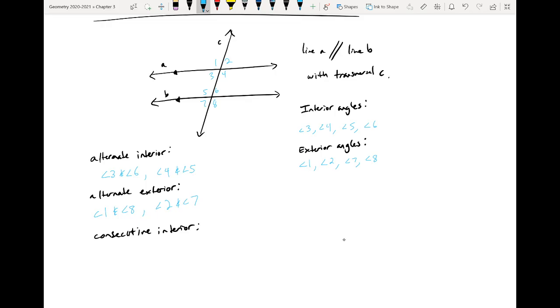So the consecutive interior, instead, I have 3, and it's not going to be 3 and 4. That's a linear pair. It's not going to be 3 and 6 because that's alternate interior. The only possibility I have left, it has to be angles 3 and 5. Those two would have to be consecutive interiors. Everything else already has a definition. Okay? It's going to be, again, along that transversal. It lies on the same side of the transversal, rather than alternating sides. So if 3 and 5 are consecutive interiors, of course we know angles 4 and 6 are going to be consecutive interiors as well.